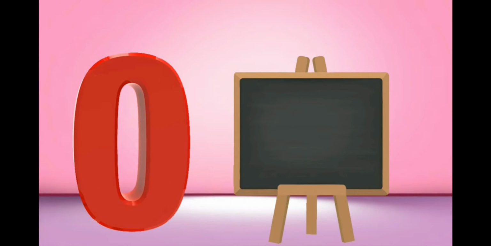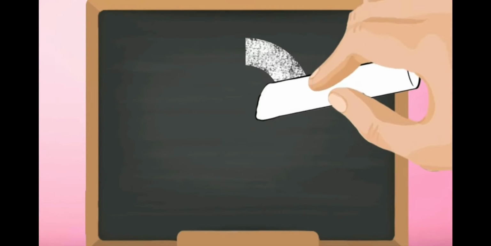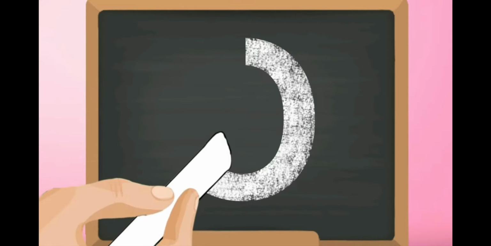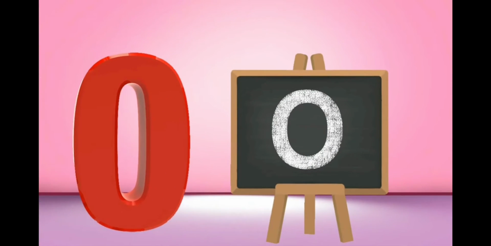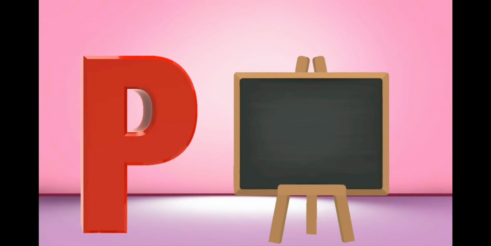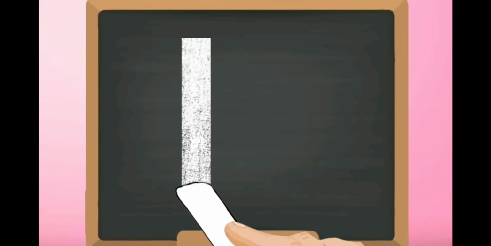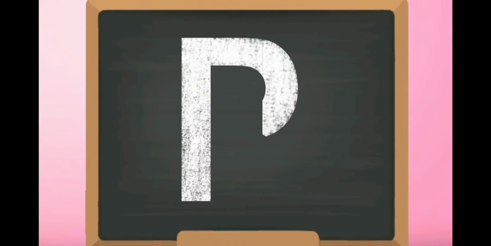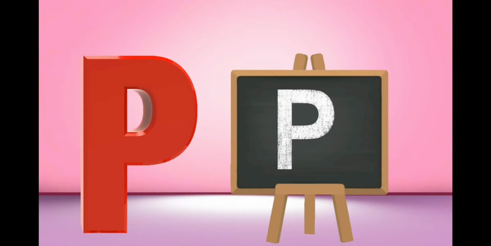O, capital O. Start from the top and make a big circle to the left. Capital O. P, capital P. Start from the top and draw a standing line down. Go again to the top and draw a curve up to the middle. Capital P.